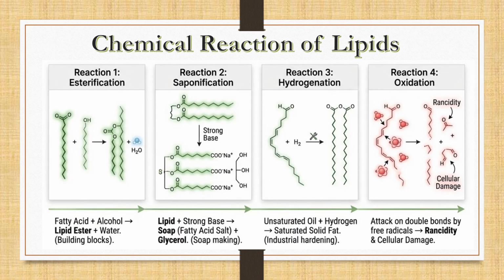Oxidation is another important reaction of lipids. Oxidation of lipids, especially unsaturated fatty acids, leads to lipid peroxidation. In biological systems, controlled oxidation plays roles in cell signaling, but uncontrolled oxidation damages membranes and contributes to aging, inflammation, and disease. Antioxidants protect lipids from excessive oxidation or oxidative damage.